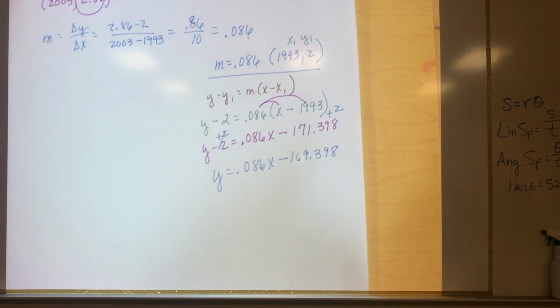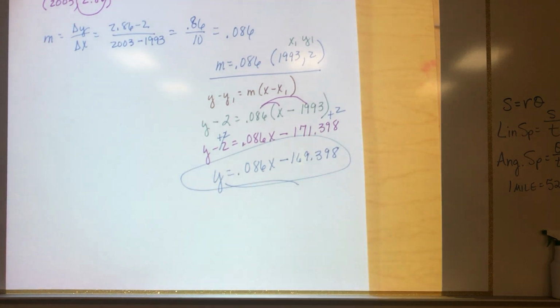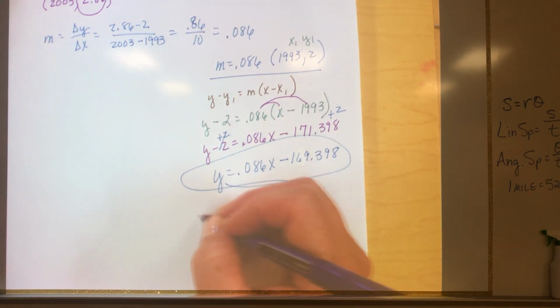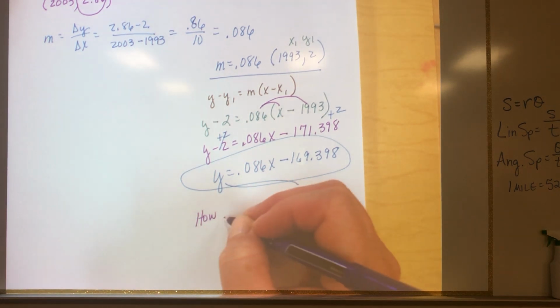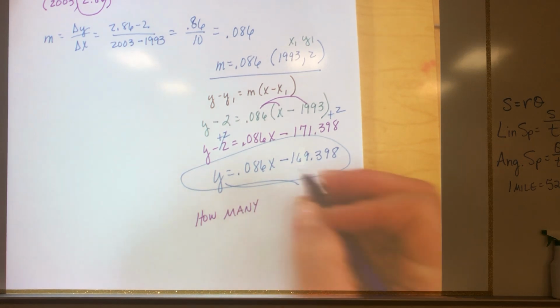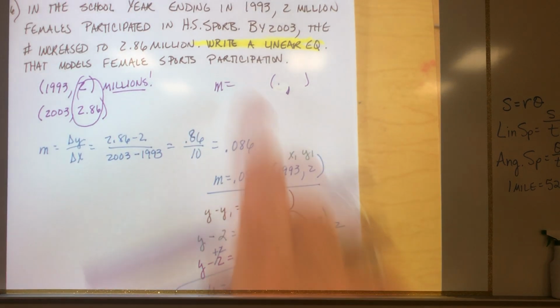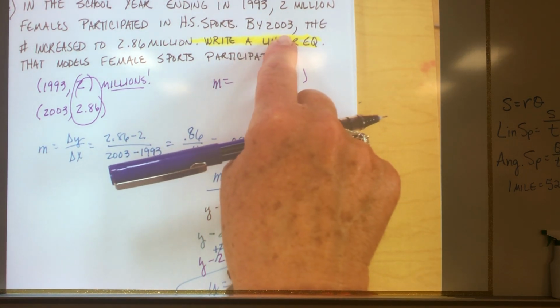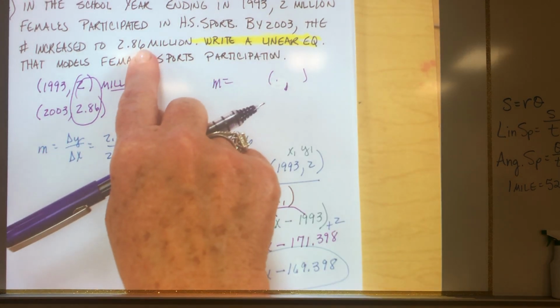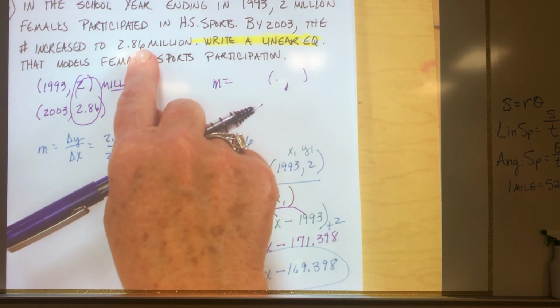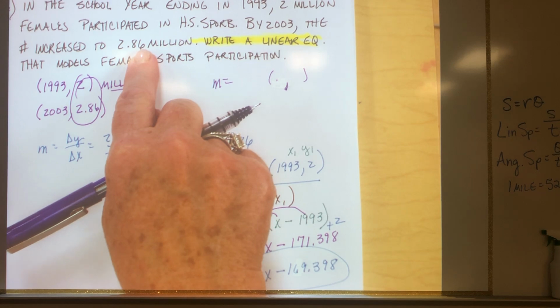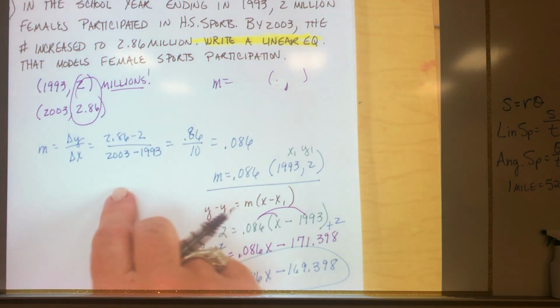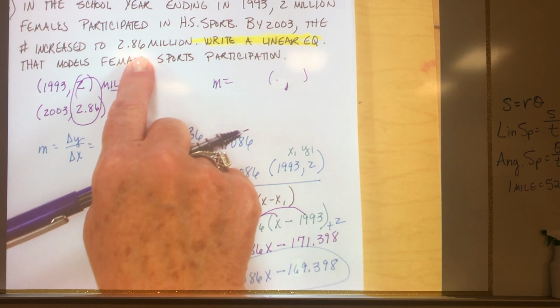Okay, so this is my equation. All right? Here's my question. How many girls... I'm going to tell you first of all, before I do this, do you know why that number grew so fast? In 10 years, 86,000 more girls were participating in sports than they were 10 years before that. Do you know why? They added more.